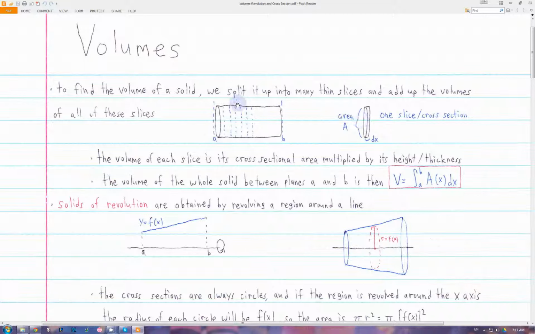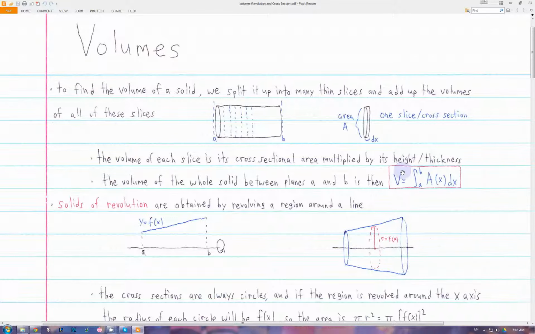different area. And so the volume of each slice will be the cross-sectional area, which can differ from slice to slice, times the height or width, which is dx or dy, depending on which axis the cross-sections are perpendicular to. And so to find the volume of the whole solid, we just integrate the volumes of each slice. So we take the cross-sectional area times dx and integrate from a to b to find the volume of the solid.